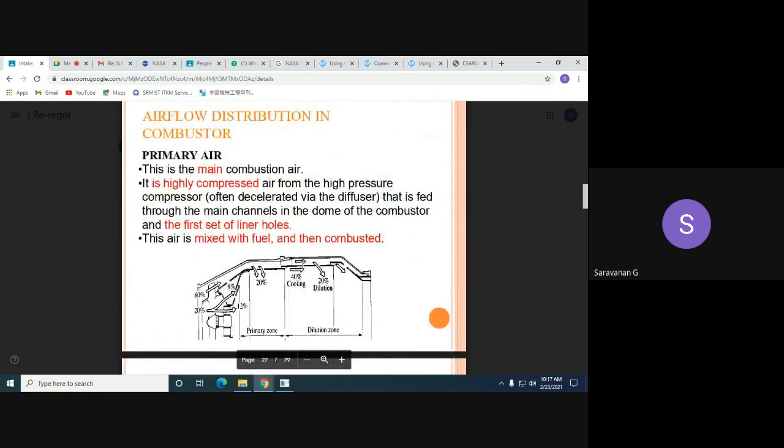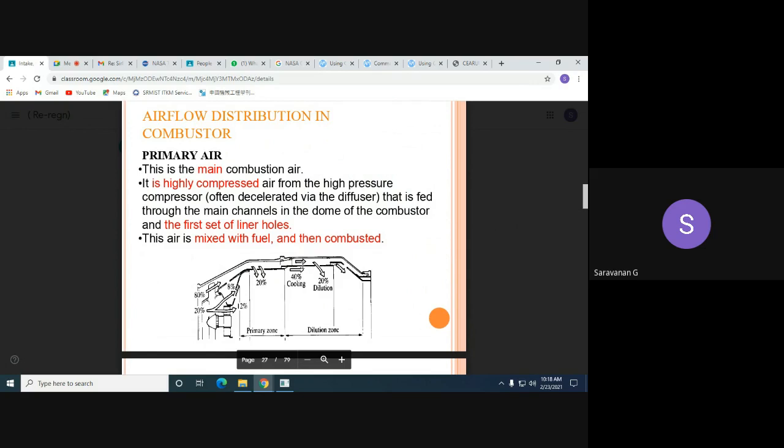As I mentioned earlier, there are three zones: primary, secondary and tertiary. In the primary zone, the air is called the primary air. Primary air is the main combustion air. It is the highly compressed, high-pressure air from the compressor, delivered through the diffuser.